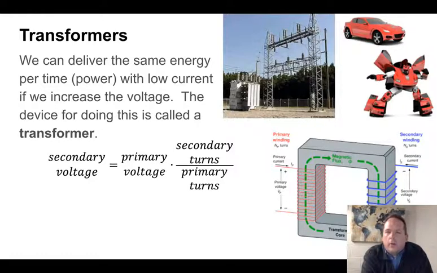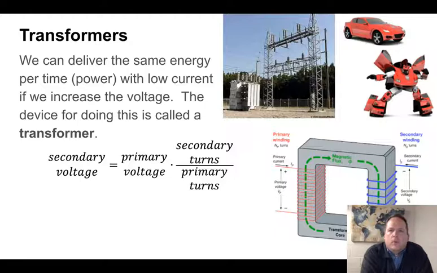And so in the diagram, it's showing a step-down transformer where there are fewer turns on the secondary side, more turns on the primary side. But if you just made more coils of wire on the right than left, that would be known as a step-up transformer.